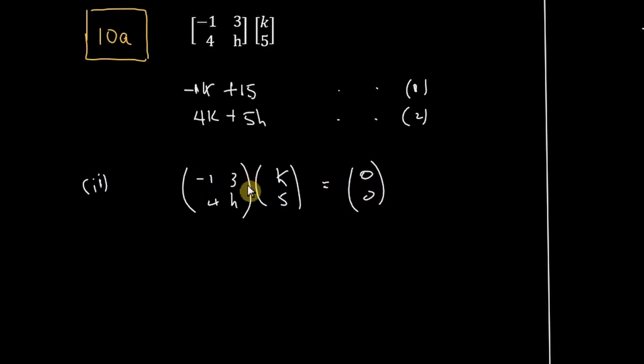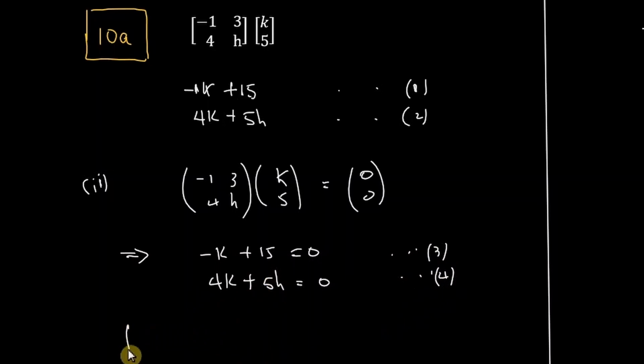So the solution to this would be simply to equate equation 1 to 0 and equation 2 to 0, because we have already expanded this matrix product. So we could write then that negative k plus 15 is equal to 0, and that's from 1. And from the 2, we could write that 4k plus 5h is equal to 0. So this is called equation 3, this is called equation 4.